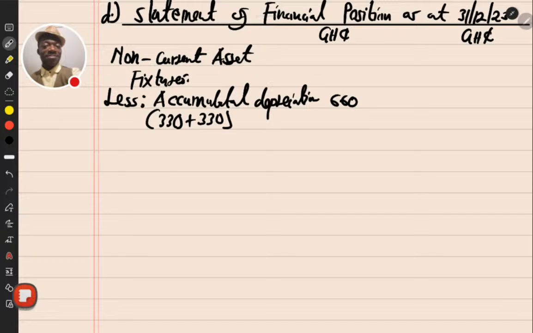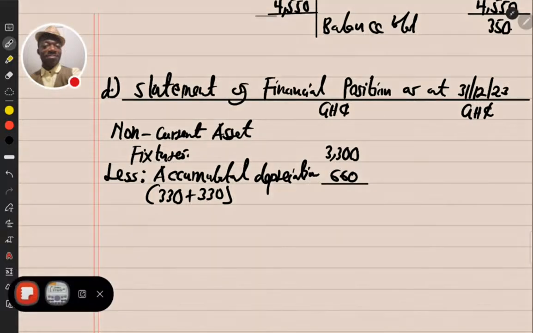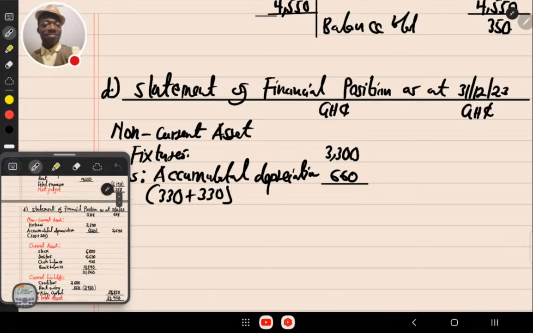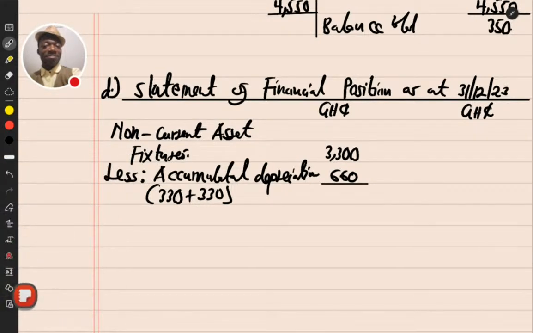660. So you're supposed to subtract that figure from what? Fixtures value, we're supposed to go 3,300. So once we are lessing that, the difference will give us the net book value. And what are we getting? Supposed to get that value as what I had. Well, let's see what I had. Here I had a figure of 2,640. So I think that was all for the non-current asset.